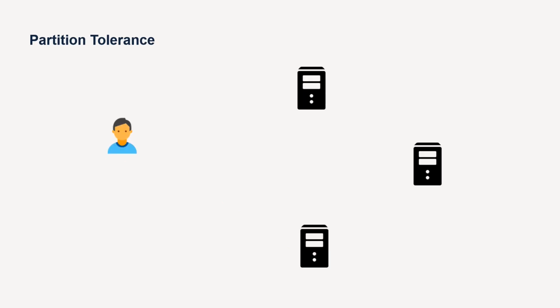Then the third property is partition tolerance. Whenever we have multiple nodes serving the users, they also talk to each other so that they keep in sync. Suppose server 1 is doing some write, it has to communicate to server 2 as well. Otherwise, both systems become out of sync, right? They are not synced up with each other.